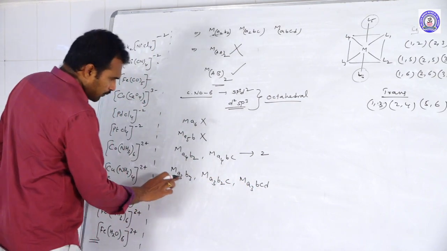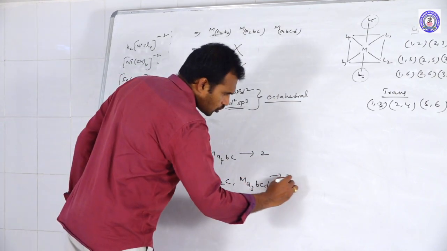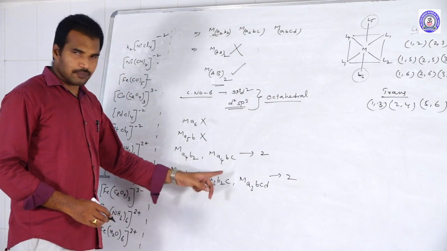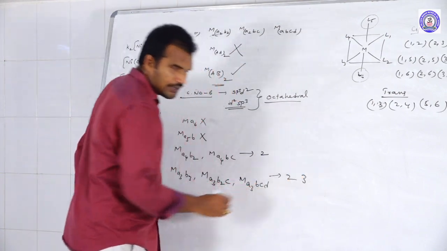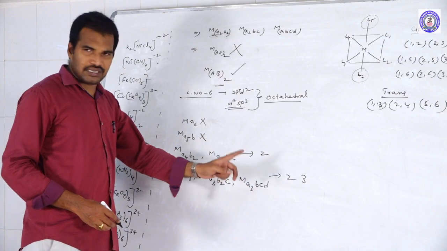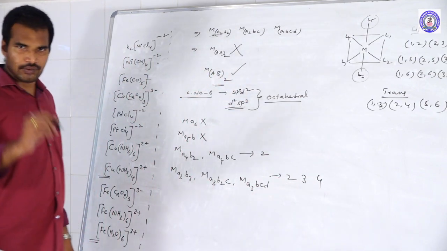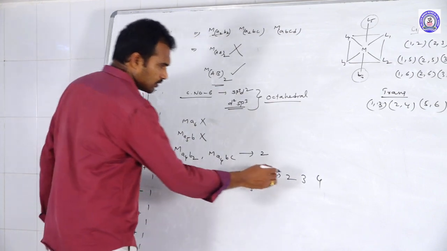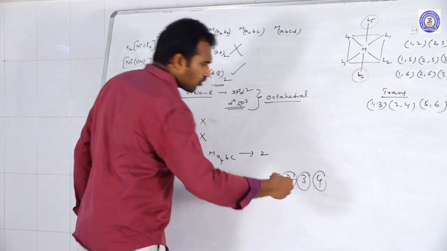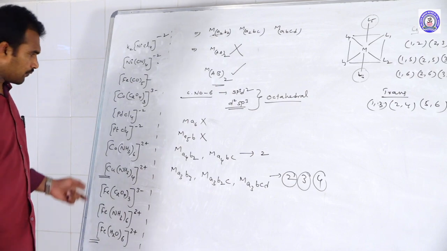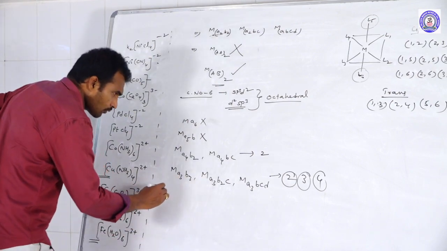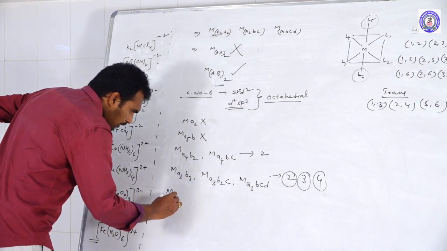And one more thing, MA3B3 will show two geometrical isomers. MA3B2C will show three geometrical isomers. MA3BCD will show four geometrical isomers. Remember that. So this is 2, 3, 4 respectively. Okay, next one. Coming to MA2.